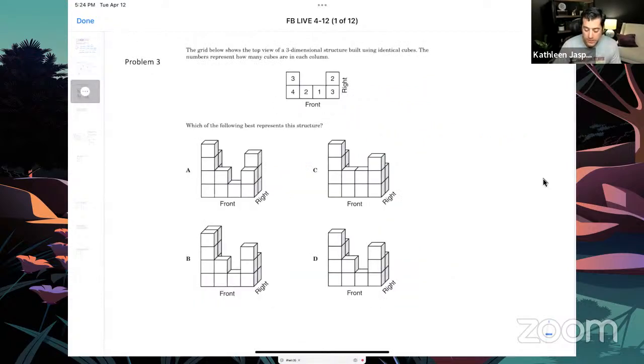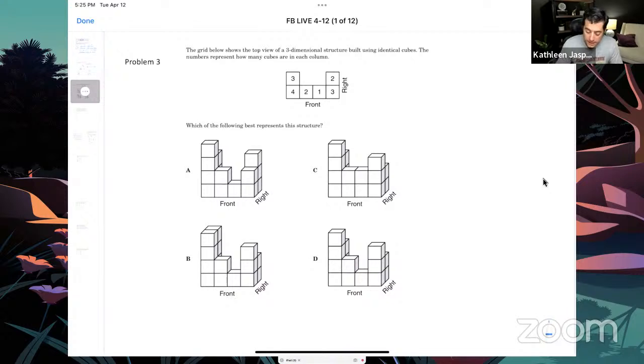Okay, some spatial math, and these are good problems also that are on all math tests. Okay, so it says the grid below shows a top view of a three-dimensional structure built using identical cubes. The numbers represent how many cubes are in each column. Which of the following best represents the structure? A lot of people have problems with this problem because they have to visualize some 3D object on paper or on the screen, which is in 2 dimensions.